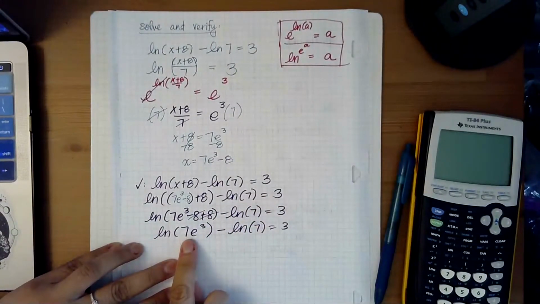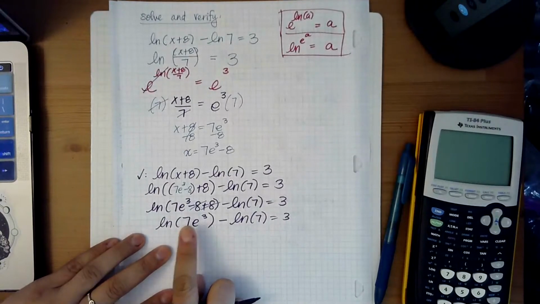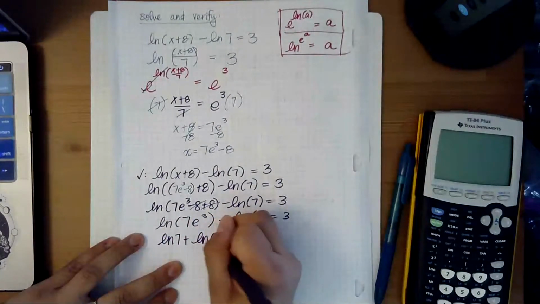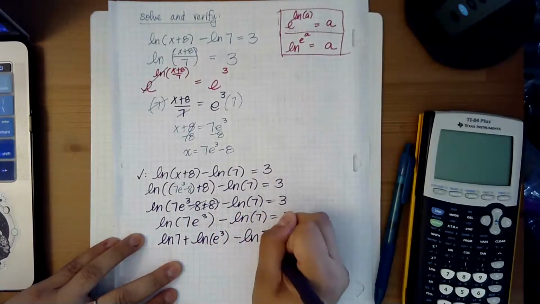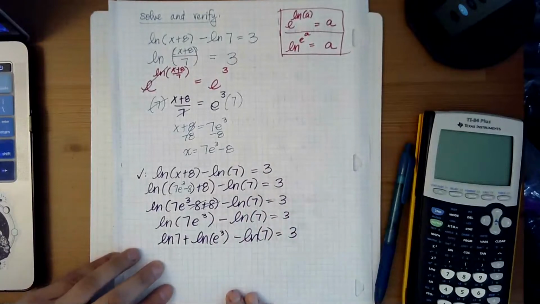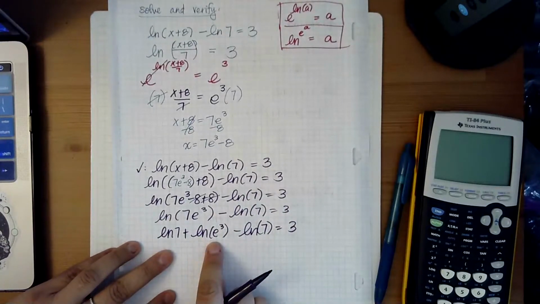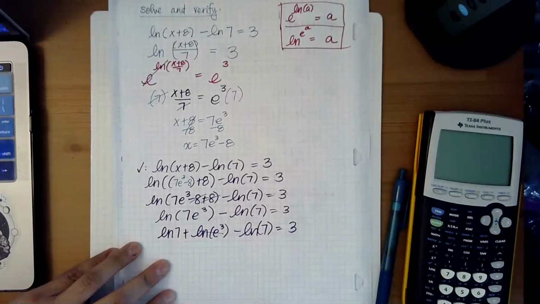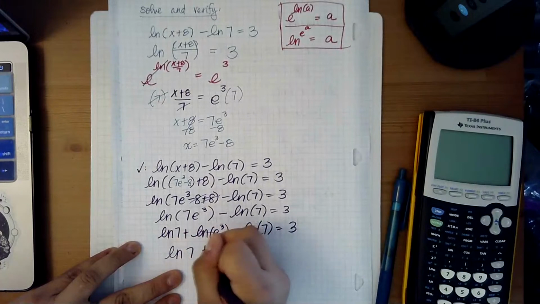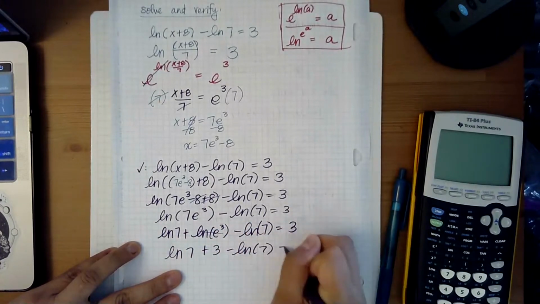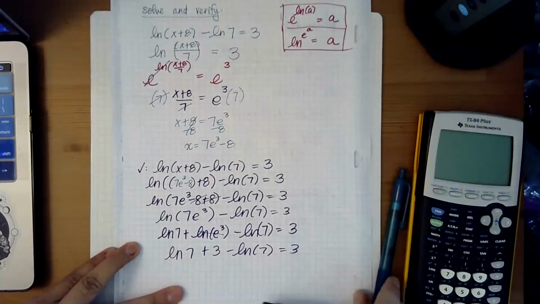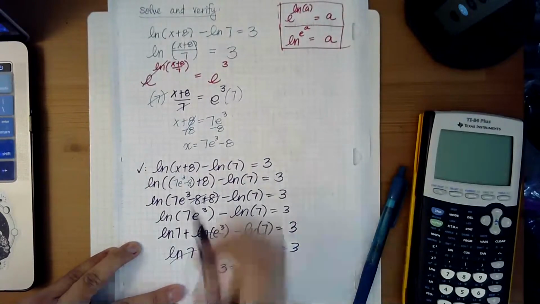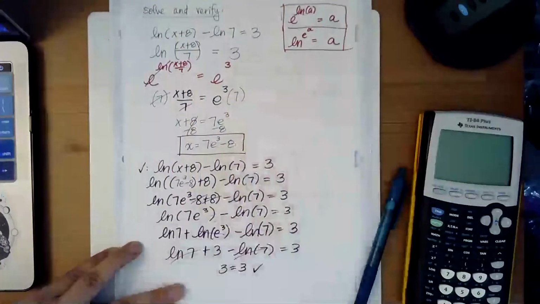I'm going to expand this. This is multiplying, which means I'm going to add. So I have ln of 7 plus ln of e to the 3 minus ln of 7 is equal to 3. Okay. So remember, ln of e to the anything is just going to give me the exponent, so I'm just left with that 3. So I have ln of 7 plus 3 minus ln of 7 equals 3. ln 7 minus ln 7, bam, cancel. I'm left with 3 equals 3. That's a true statement, which means this right here is my solution.